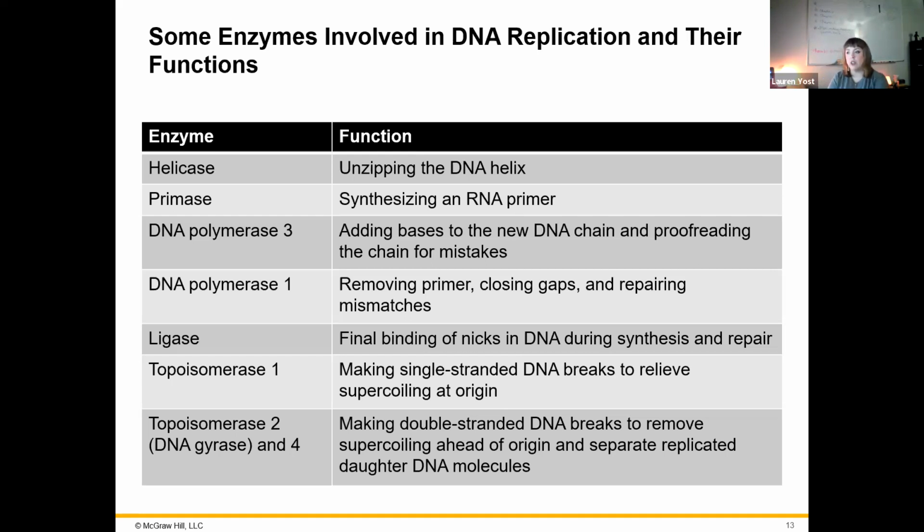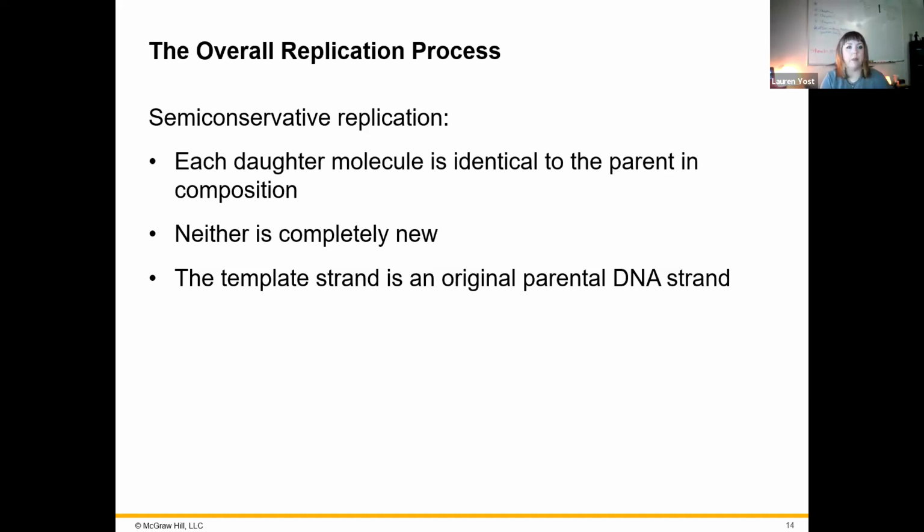Topoisomerases are going to be involved in relieving tension in the coils of the DNA, because as you take something that is already coiled and spread it out and open it up, the coils on the end just get tighter and tighter and tighter, sort of like a phone cord. You probably have no idea what I'm talking about because that is a long time ago. But yeah, you get the idea. So the topoisomerases are there to deal with the coiling of the DNA.